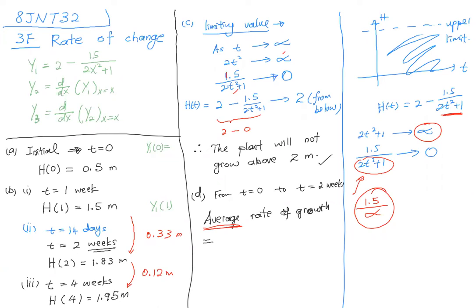Average rate of change: final minus the initial, divided by... yes, you are right. So I have to take H2 minus H0 divided by 2 minus 0. Remember that, please jot it down. So we have H2 is 1.83, H0 is 0.5, divided by 2. This is called average rate of change.